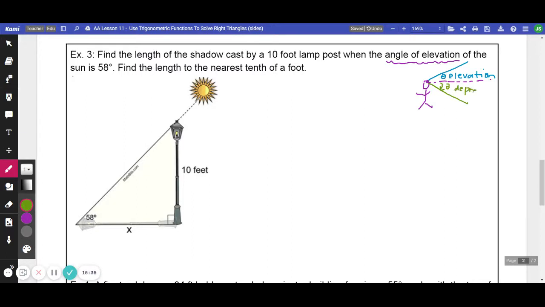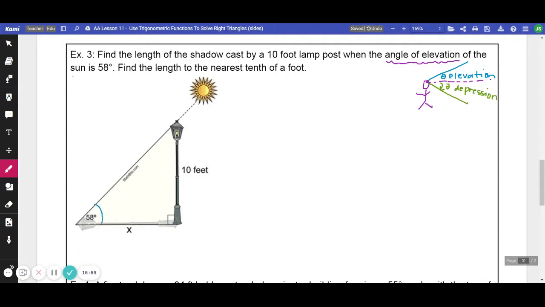So if you're not given a picture, try to think about those two words and what it means to elevate. Elevate means go up, or depression means go down. So we're trying to find this side right here. So this problem, they already drew it for you, ends up being exactly like those ones up above.